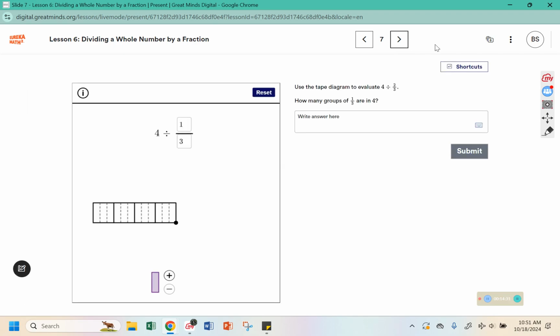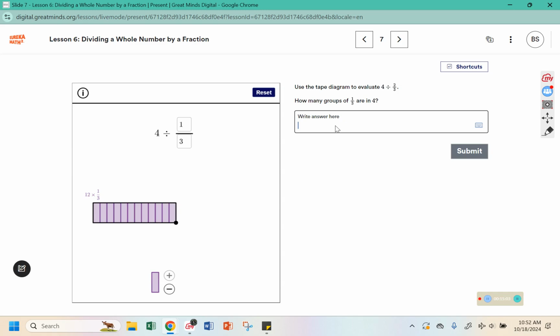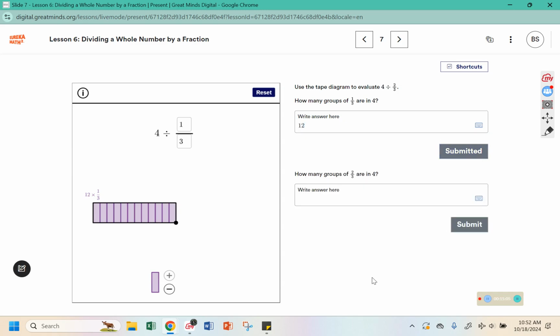Using the tape diagram, evaluate 4 divided by 2/3. So here I have 1, 2, 3, 4 holes. And here I have 4 split into 1/3. How many groups of 1/3 are in 4? 1, 2, 3, 4, 5, 6, 7, 8, 9, 10, 11, 12. So there are 12 1/3s in 4.